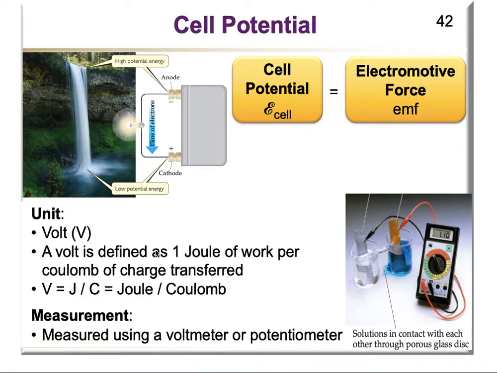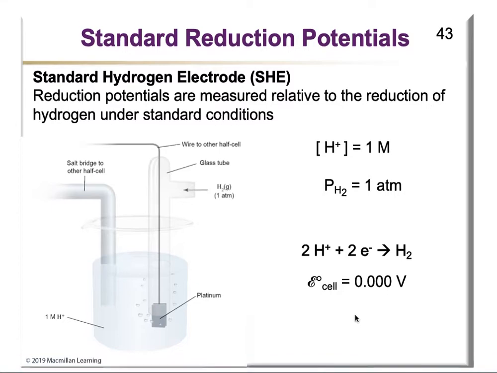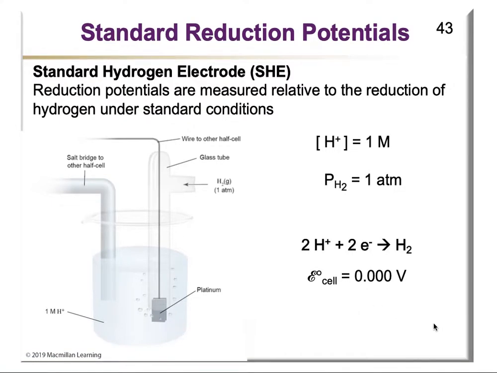A volt is defined as 1 joule of work per coulomb of charge that is transferred. Coulomb is the unit that we use for charges that are moving. And so our volts is going to be equal to a joule per coulomb. And the way that that voltage is measured or that potential is measured is typically utilizing a voltmeter or a potentiometer.